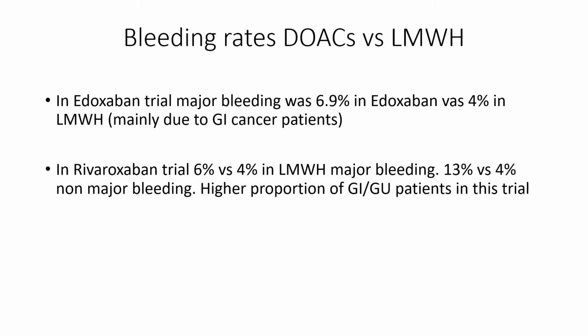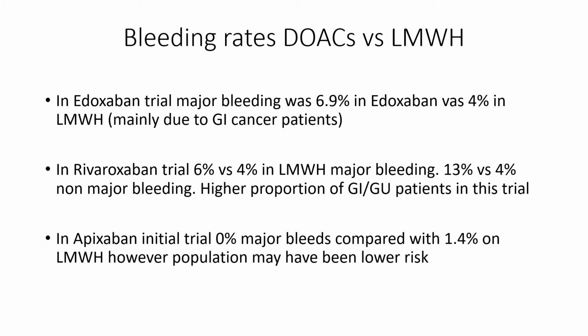This also does show that there was a high proportion of GI and GU patients in this trial when we've done comparisons. The apixaban trial had 0% of major bleeds compared with 1.4% on low molecular weight heparin.